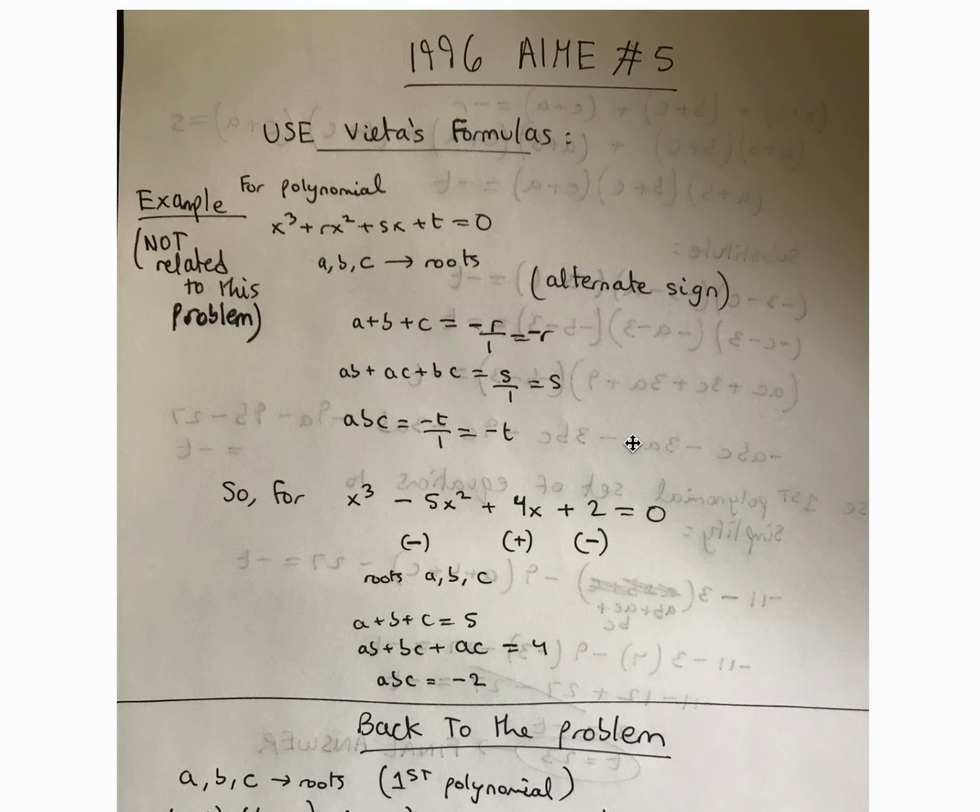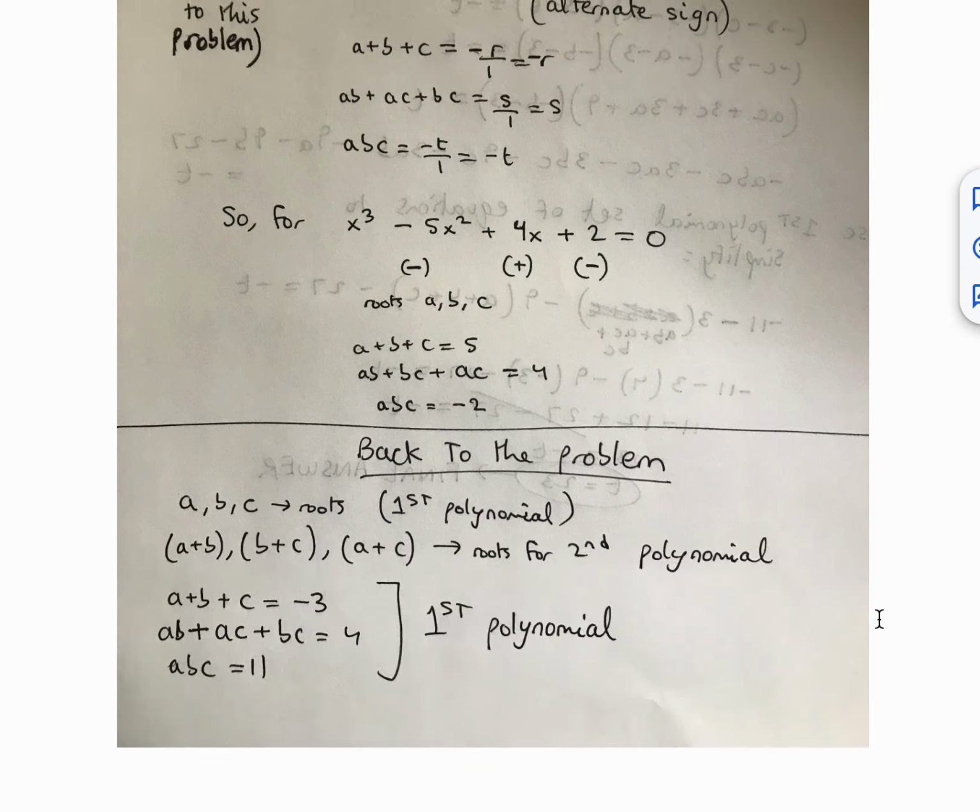So here, in this case, the sum is negative r over 1, which is negative r. The pairwise double sum is s over 1, which is s. And the product of the roots is negative t over 1, which is just negative t. So for instance, for this polynomial, the sum would be 5, the pairwise double sum would be 4, and the product would be negative 2. Now back to the problem.